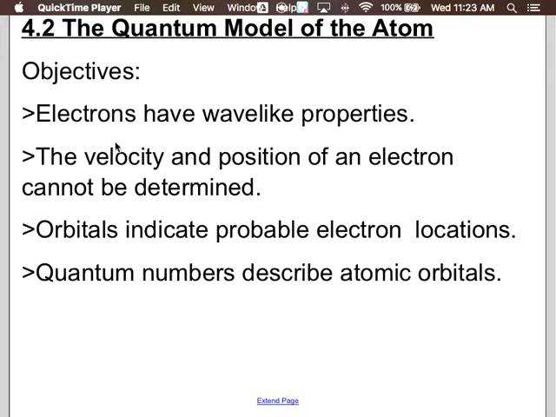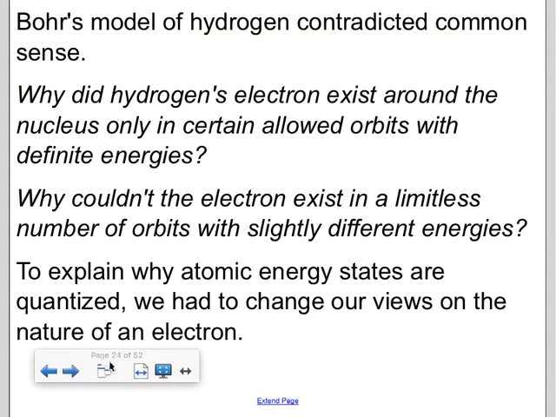So we'll discuss electrons and their wave-like properties, how we cannot determine the location of an electron based on velocity or position. You just can't. Talk about orbitals and then quantum numbers. So this is going to get kind of weird here.